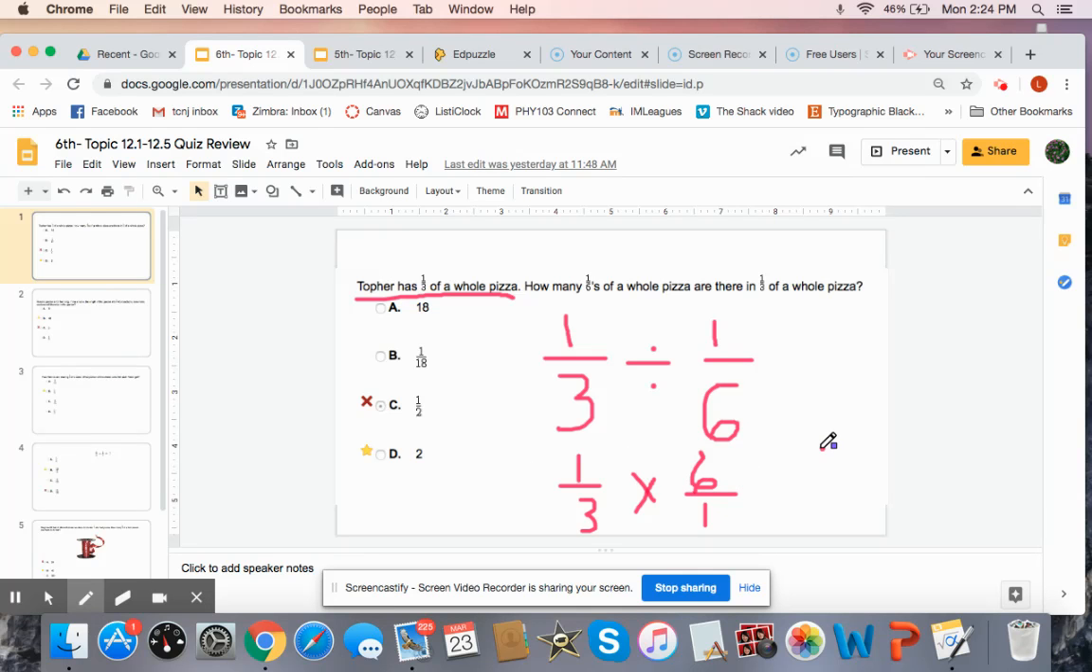So now we multiply straight across. 1 times 6 is 6. 3 times 1 is 3. And we know that line stands for division. So 6 divided by 3, our answer is 2 for that problem, not 1/2. If you answered 1/2, you did 1/6 divided by 1/3 or did something like that, and you would not get the same answer because we're starting with 1/3 of a pizza. Whatever you're starting with comes first.